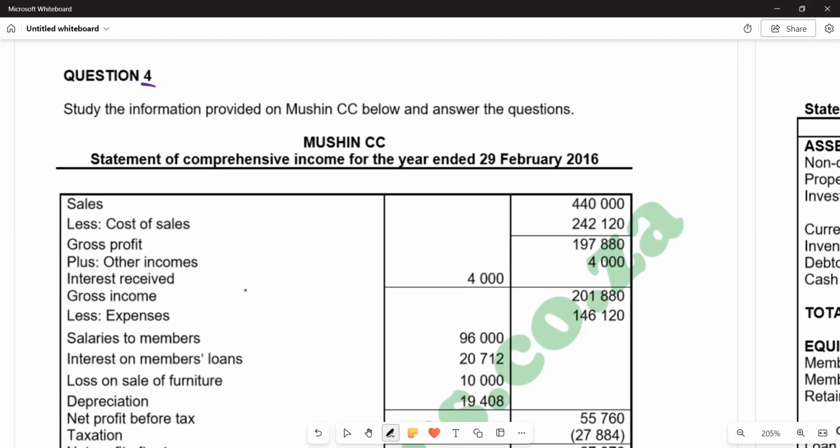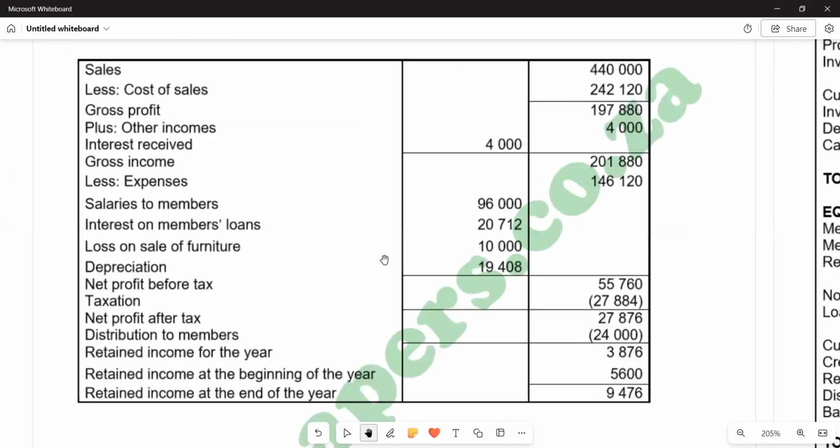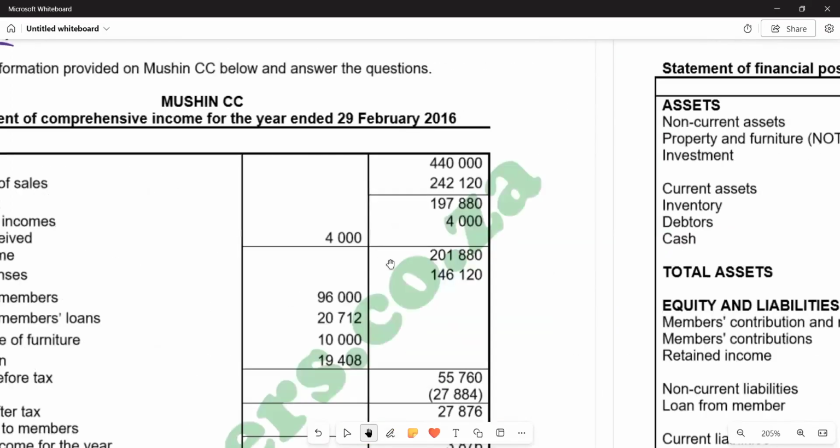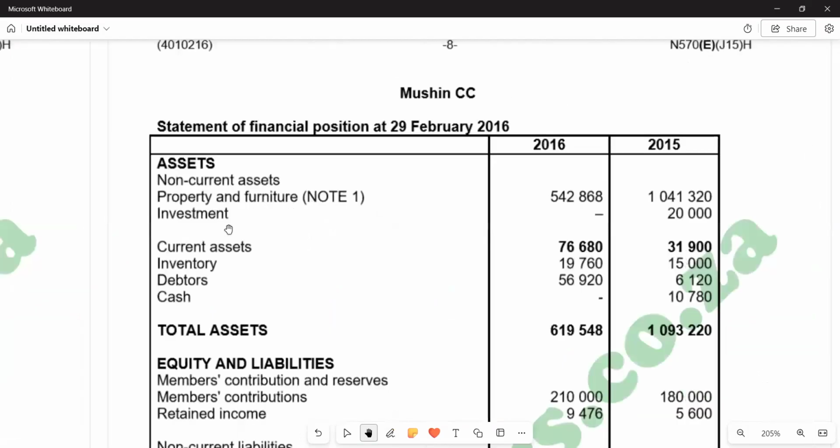So we are given a close corporation, and we're given a statement of comprehensive income for the year ended 29 February 2016. You can go through the elements or components that we have in this statement of comprehensive income. Then you go to the next page, and you see that we are also given a statement of financial position at 29 February 2016, which is the balance sheet. We are given two periods, 2015 and 2016. Obviously, 2015 is your previous period, and the current period is 2016, according to the question that we have here.